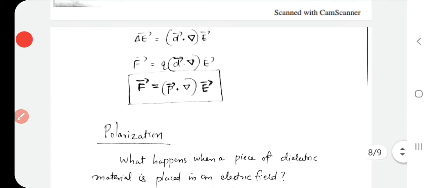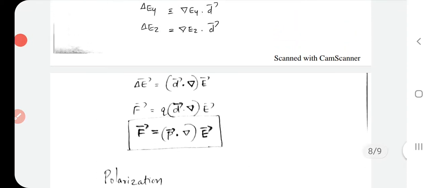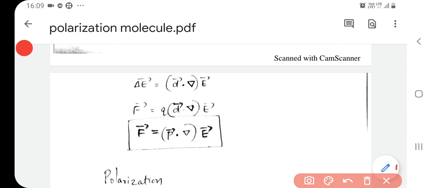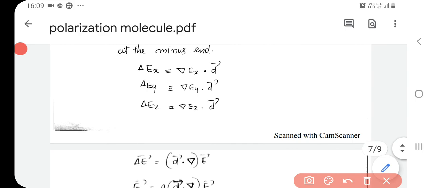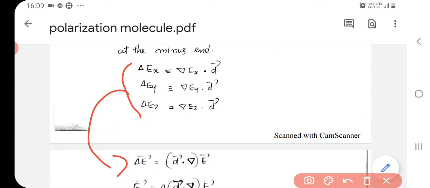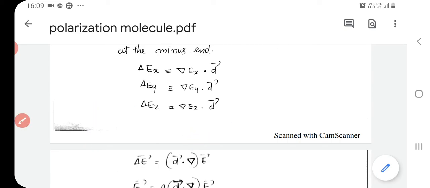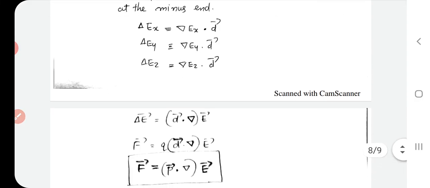So delta E, when we combine all these, we are combining all these. So when we combine, you will get delta E equal to D dot del E. Okay, D dot del E. You know what is del? That is written here.